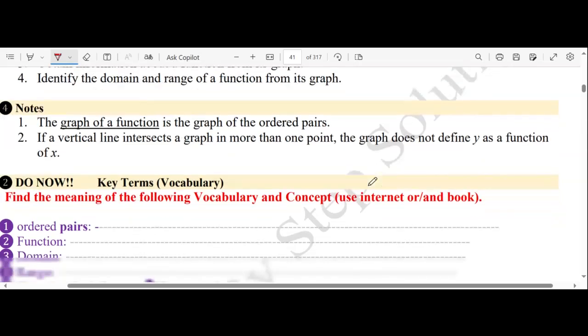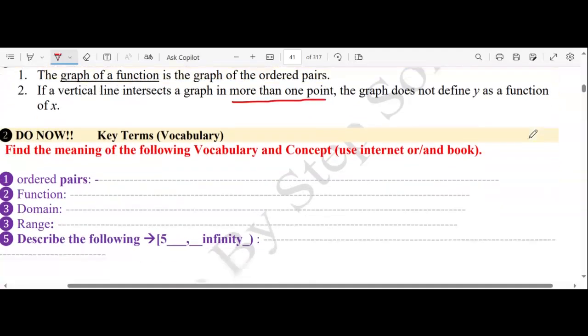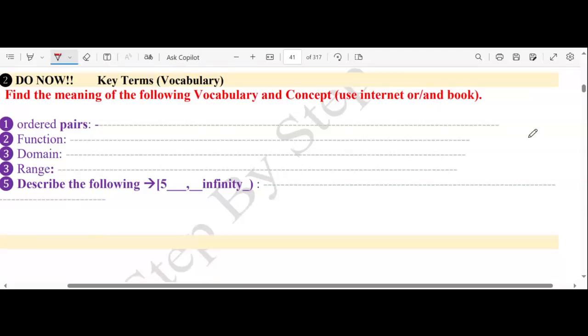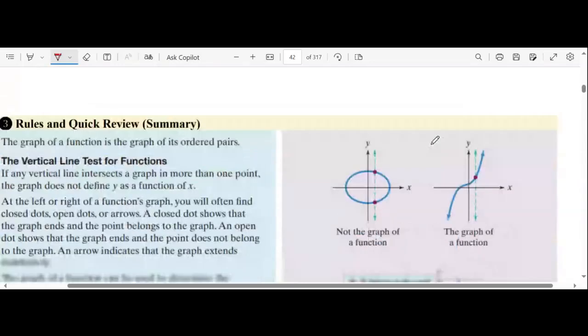Notes: the graph of a function is the graph of the ordered pairs. If a vertical line intersects a graph in more than one point, the graph does not define y as a function of x. Okay? You have 5 words here. You need to search those words on the internet or in the book and write their meanings in your own language, or your own terms.